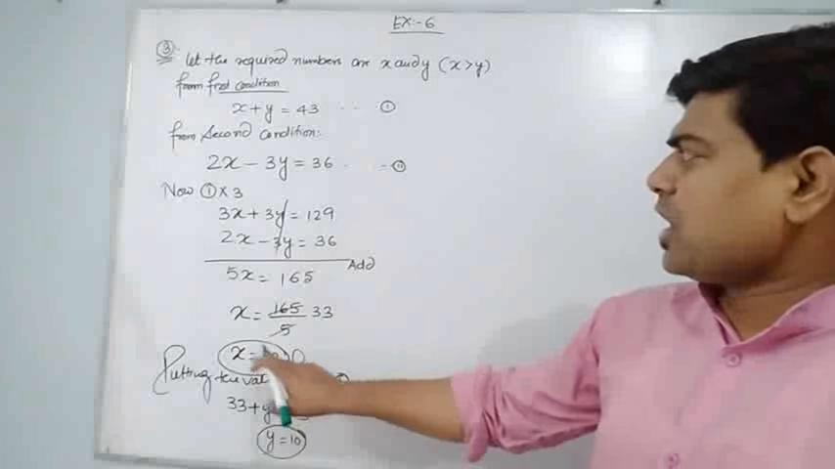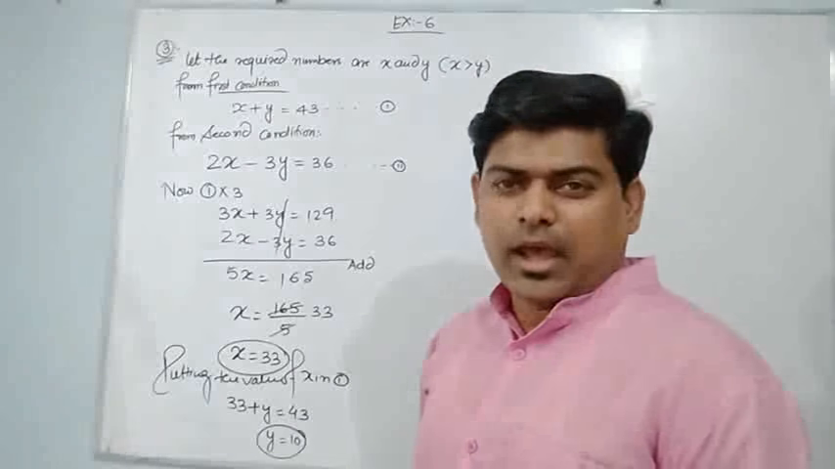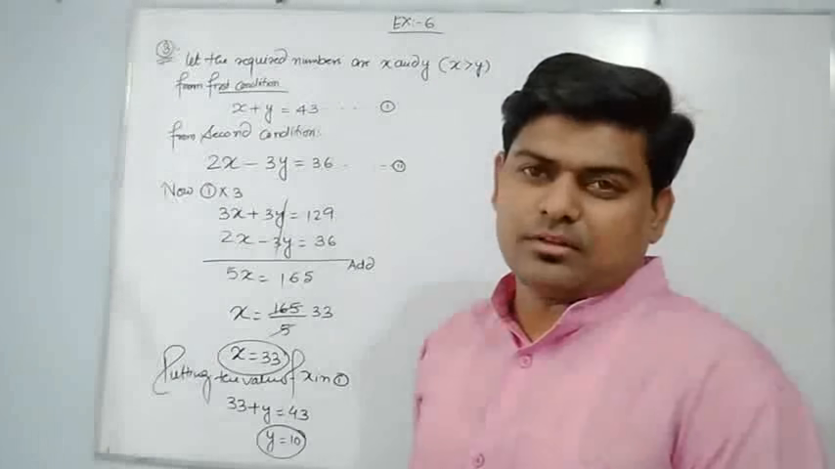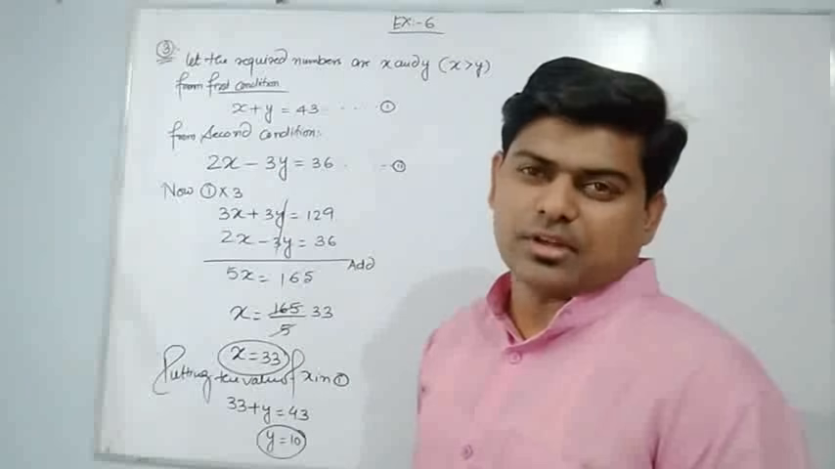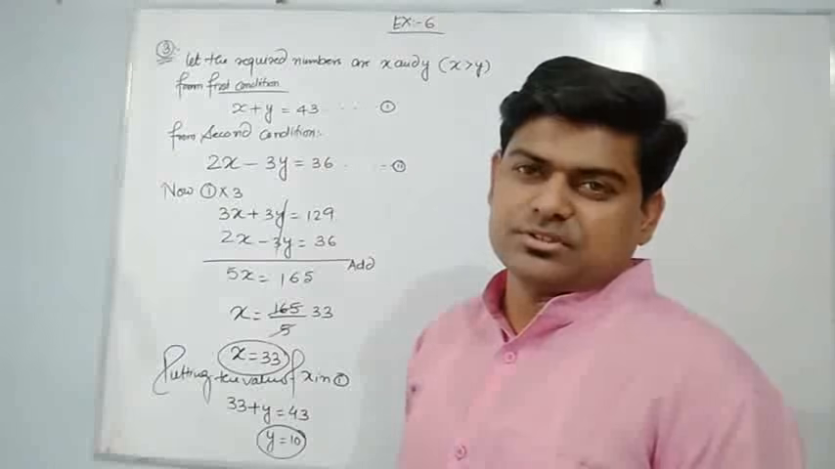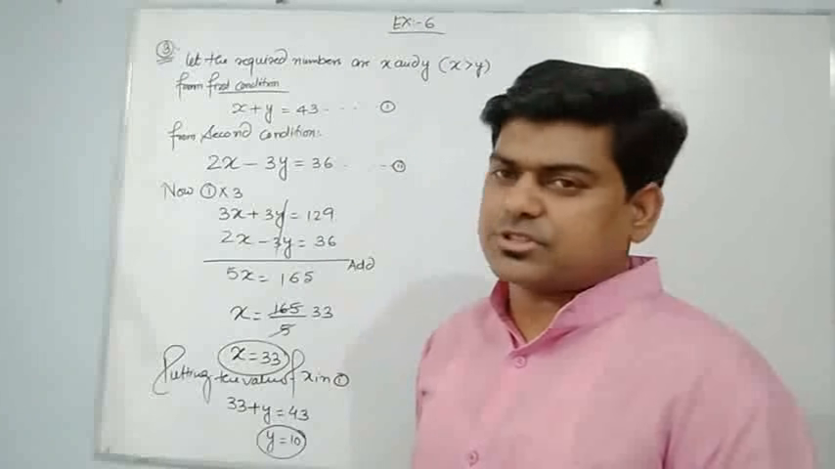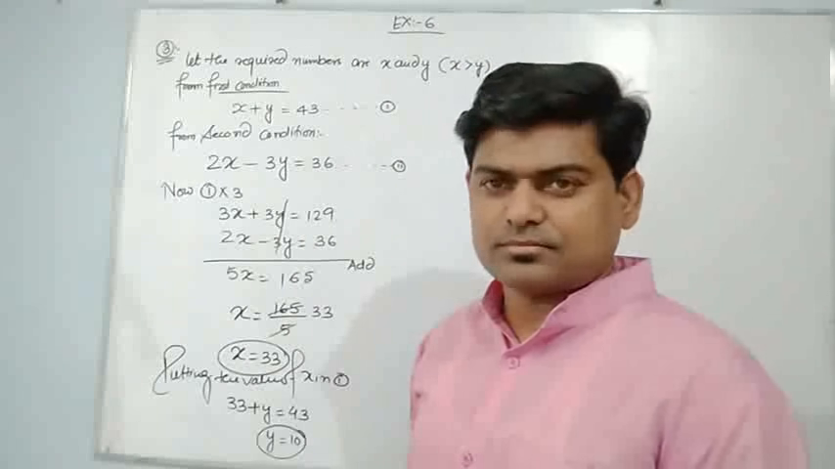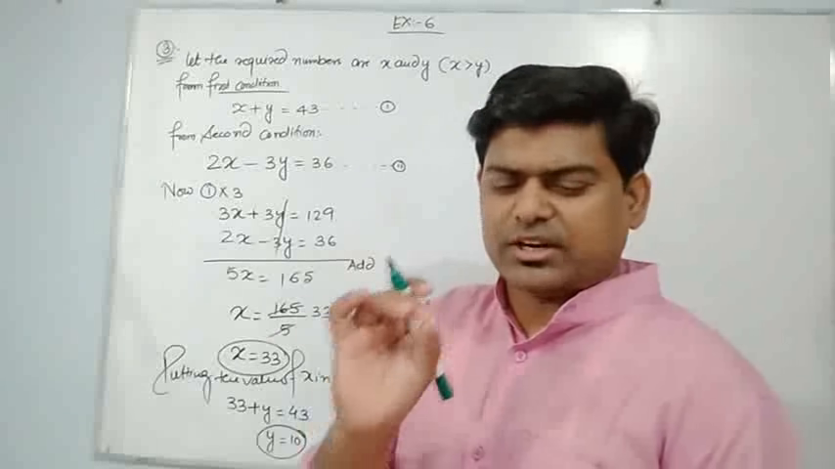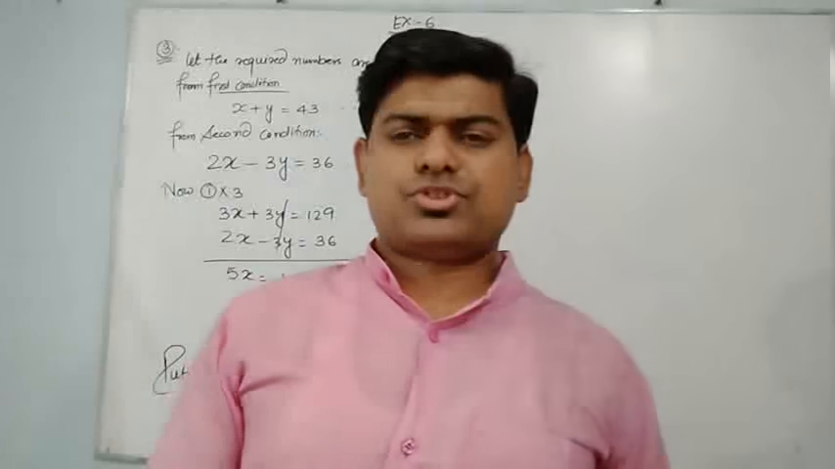Now 2 times 33 is 66. And 3 times 10 will be 30. Now is 66 minus 30 equal to 36 or not? It means 100% correct. There is no chance of mistake. We have done it 100% correct, and we need not worry about this type of question. So you must have got that. It was an easy question. So we will get such types of questions also.